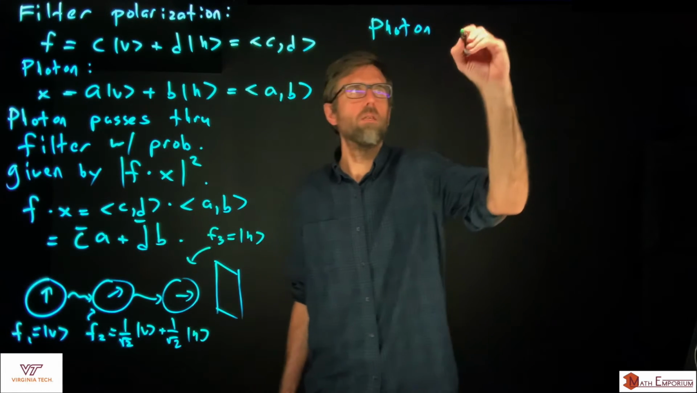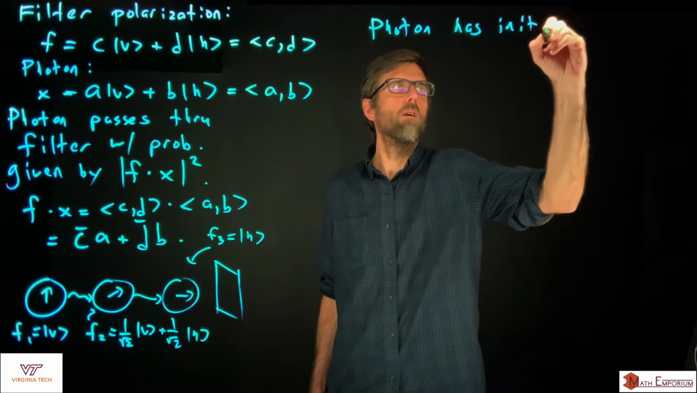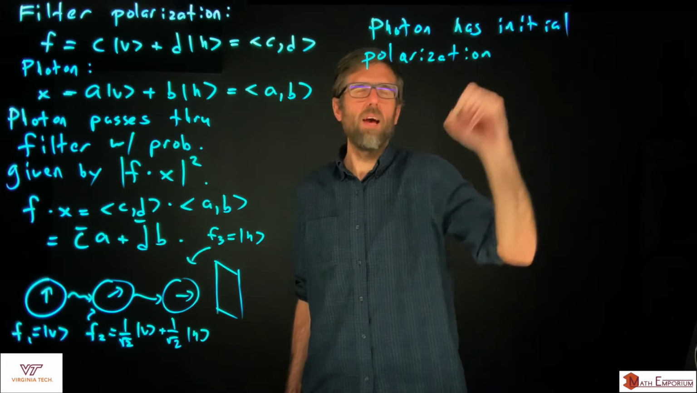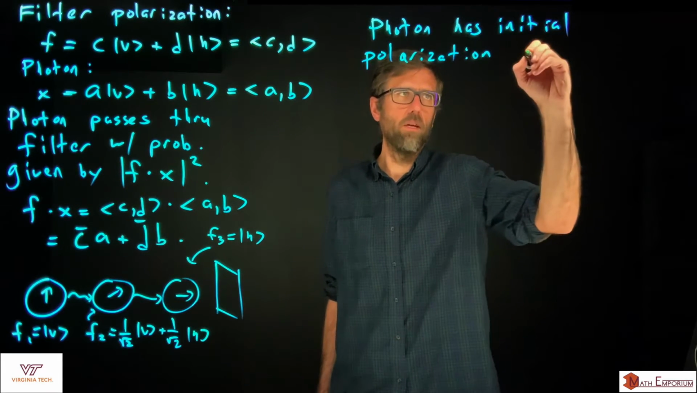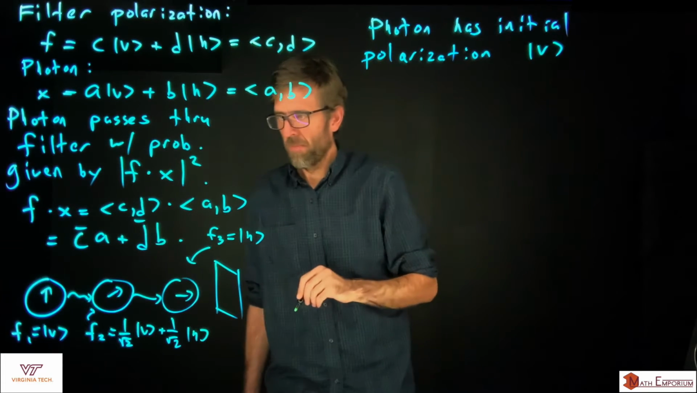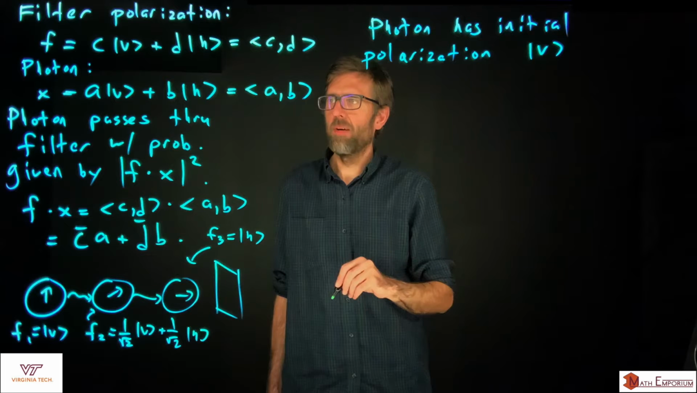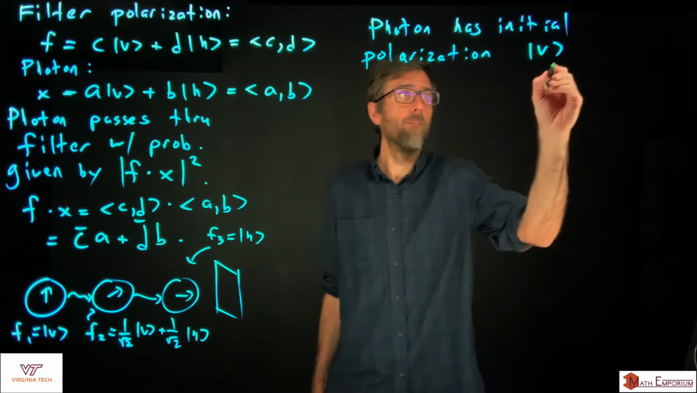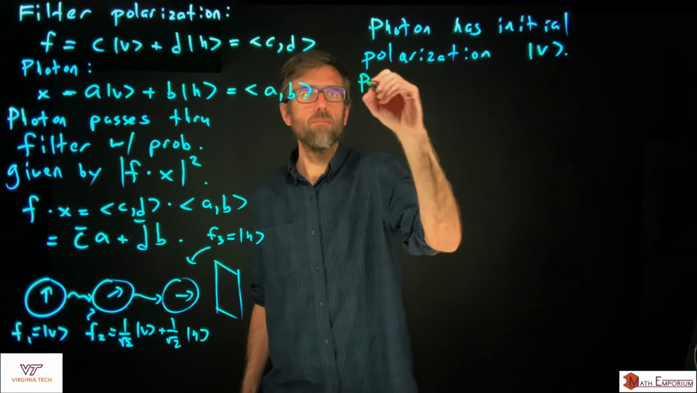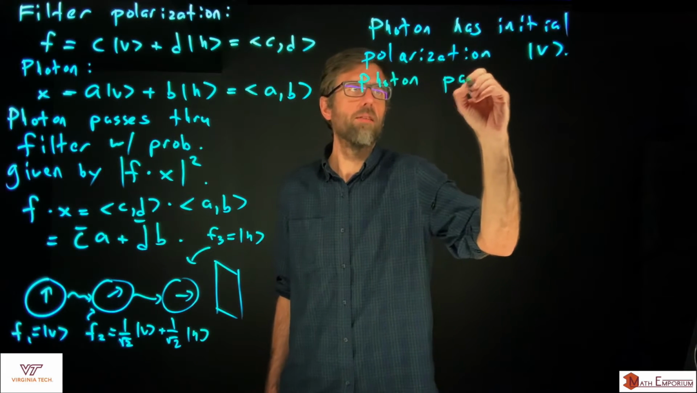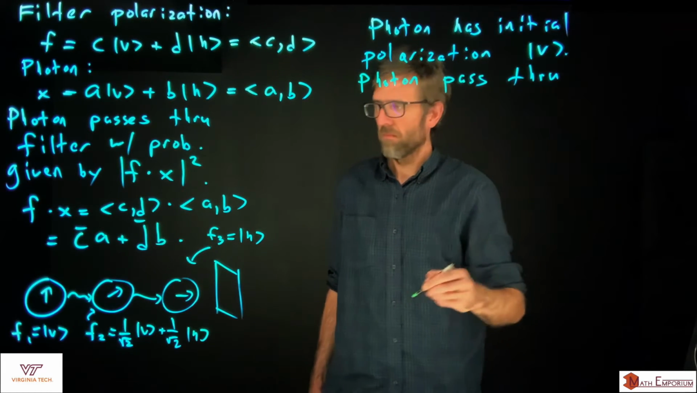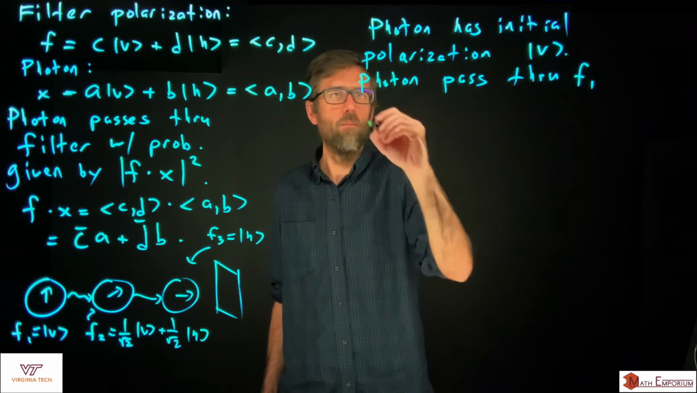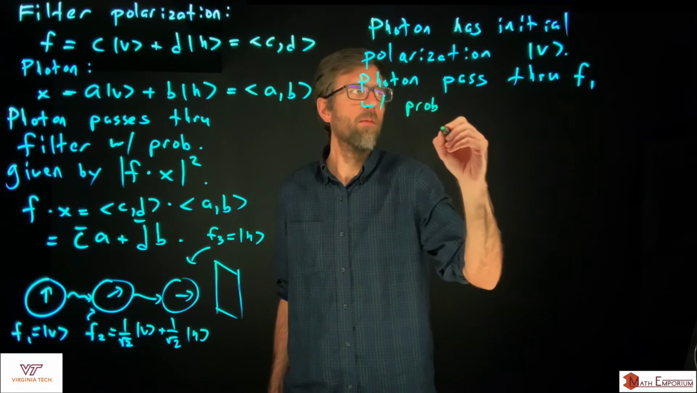my photon, just to make the calculations a little bit easier on ourselves, let's suppose it has initial polarization V. And remember that with the two filters, no matter what the initial polarization was, it was going to get blocked. All right, so then the photon is going to pass through the filter F1 with certainty, with probability equal to 1.